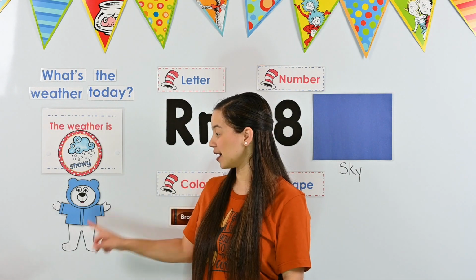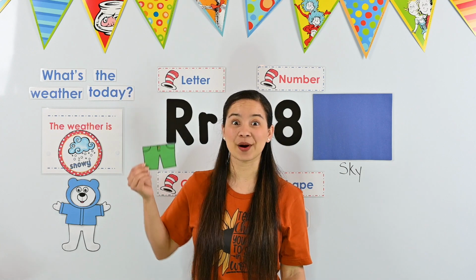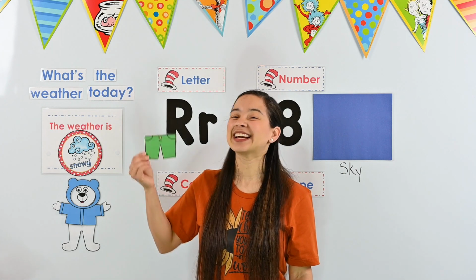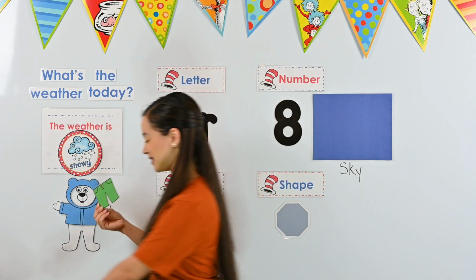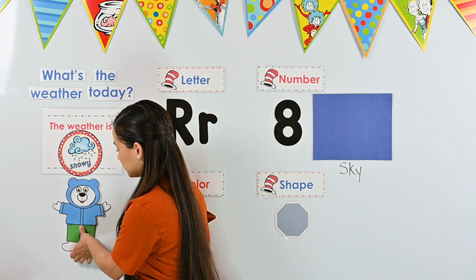Now he needs bottoms. Which bottoms should Perry wear on a snowy day? Should he wear long pants or shorts? If you chose the long pants, I agree. What color are Perry's pants? He chose his green pants. Let's put the green pants on Perry.